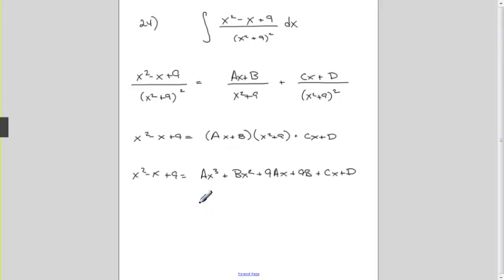Okay, so what do we have? Well, let's group them first, and then we'll write down our equations and see where we go from there. So we only have one x cubed term. As far as x squared is concerned, we actually only have one of those as well.